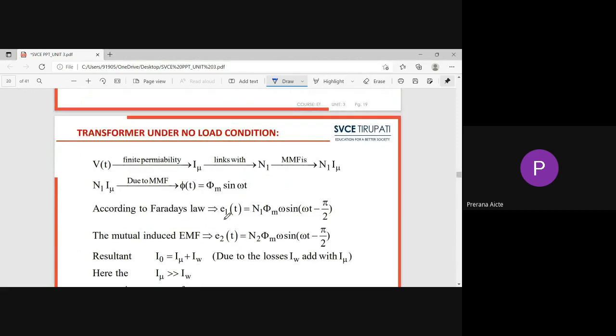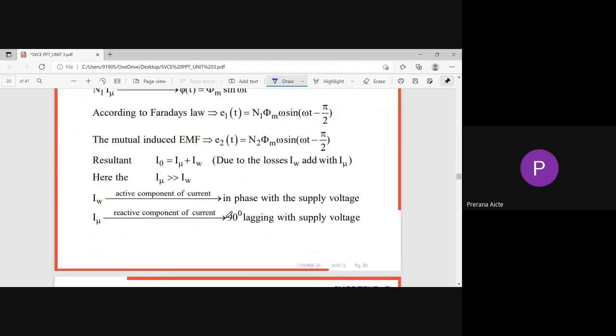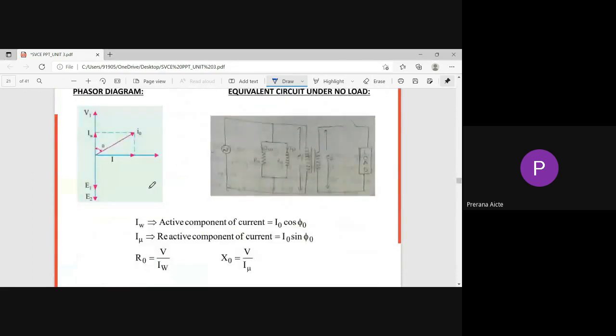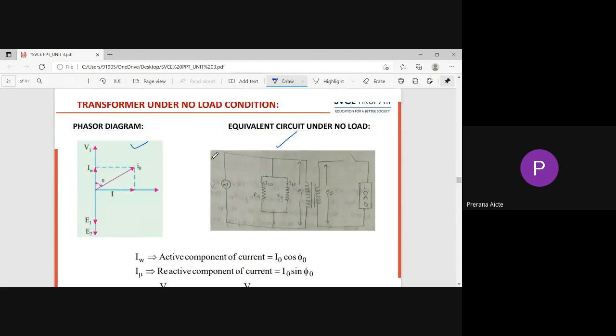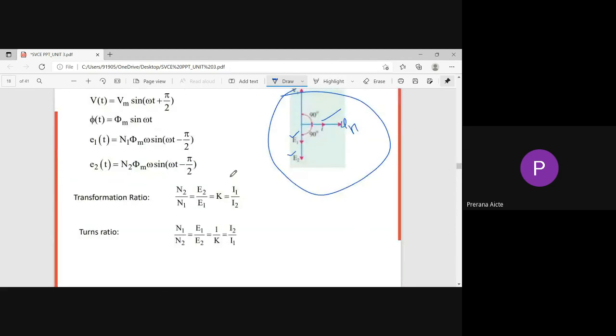Now see the transformer under no load condition, the practical transformer. See here, this is the phasor diagram of the practical transformer, along with the equivalent diagram. In the ideal case, the no load angle Φ0 is exactly 90 degrees. Why? Because there is no core loss component.